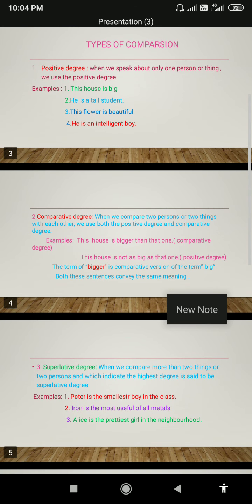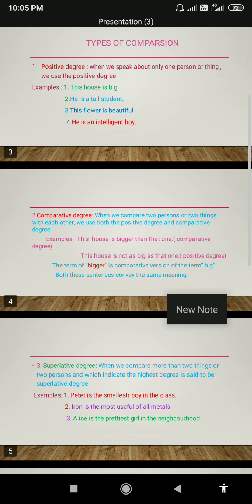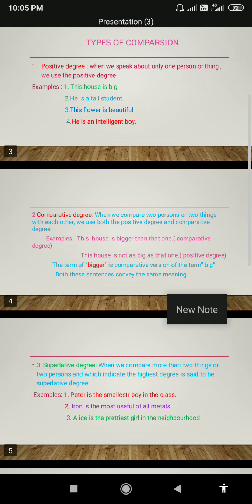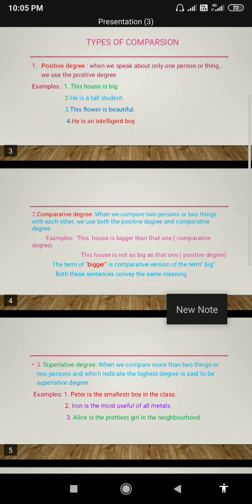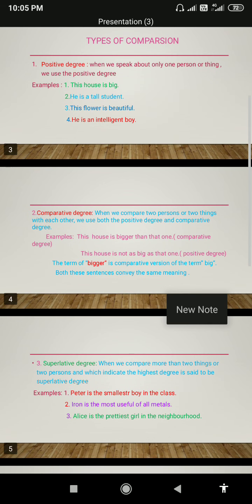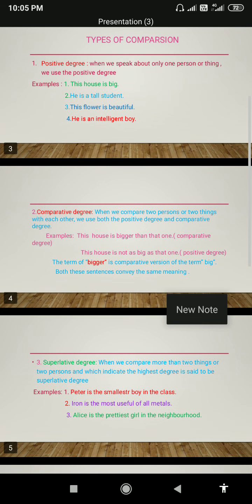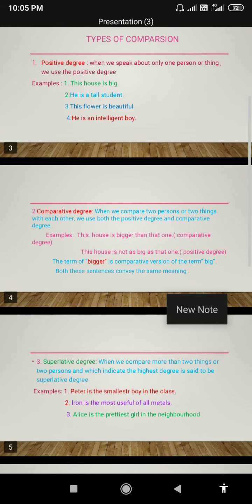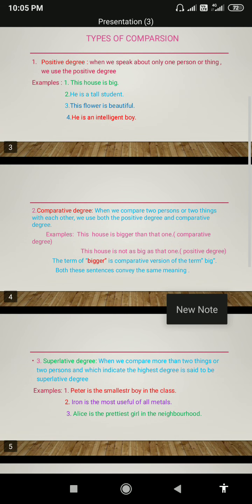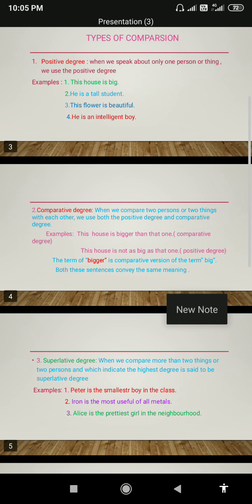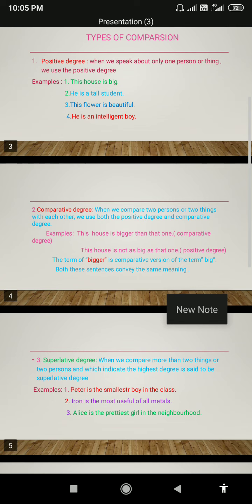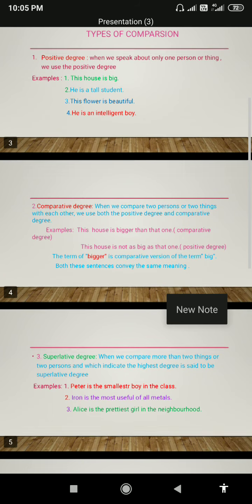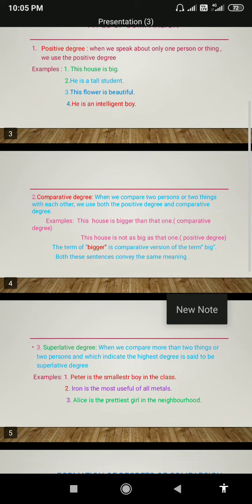Fourth one is, he is an intelligent boy. Okay, here what are the adjectives? The first one is big, the second one is tall, the third one is beautiful, the fourth one is intelligent. Okay, so what do these four words express? They show qualities: quality of a person, quality of a thing.